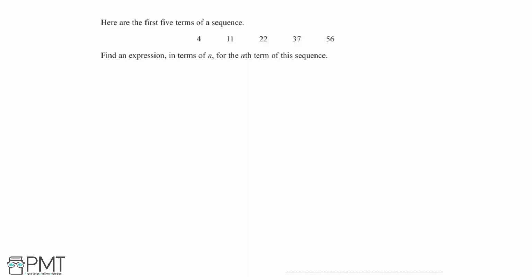In this question, we're given the first 5 terms of a sequence. We're asked to find an expression in terms of n for the nth term of this sequence. So we can start by rewriting out the sequence below. Now the first thing that we're going to do is to calculate the difference between the terms in the sequence.